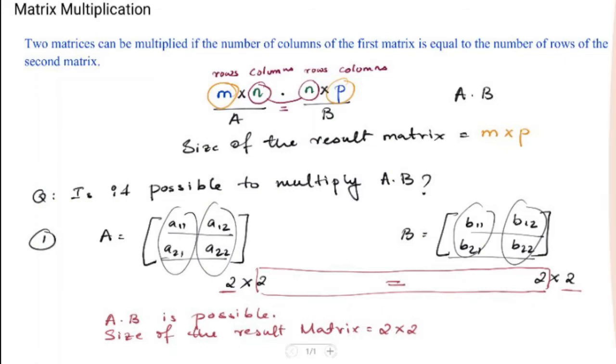Now, let's look at another example. So, a second example. And here the matrix A is 2, 3, 4, 5, and the matrix B is 2, 7, 10, 8, 5, 0, 1, 8. So what would be the size of these matrices here?